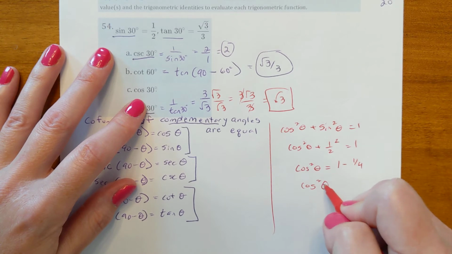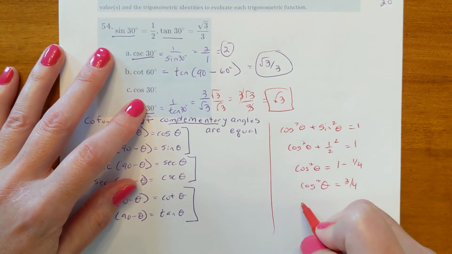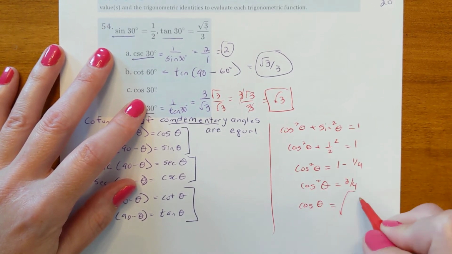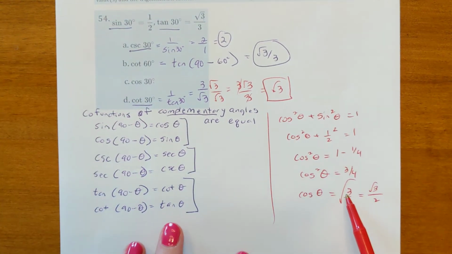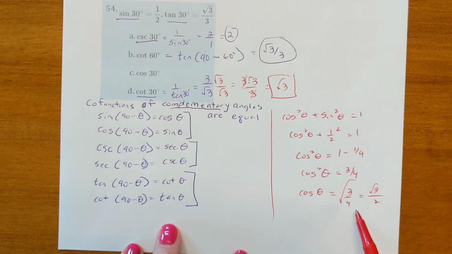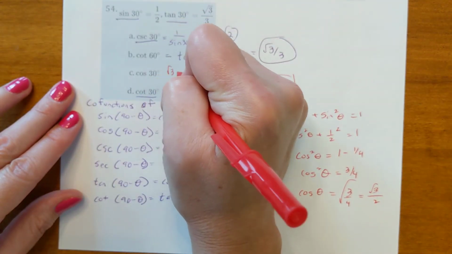So the cosine squared of theta is equal to 3/4. So just the cosine of it is equal to the square root of that, which is radical 3 over 2. You're going to split it. That's radical 3 over radical 4, and the square root of 4 is 2. So this answer is radical 3 over 2.